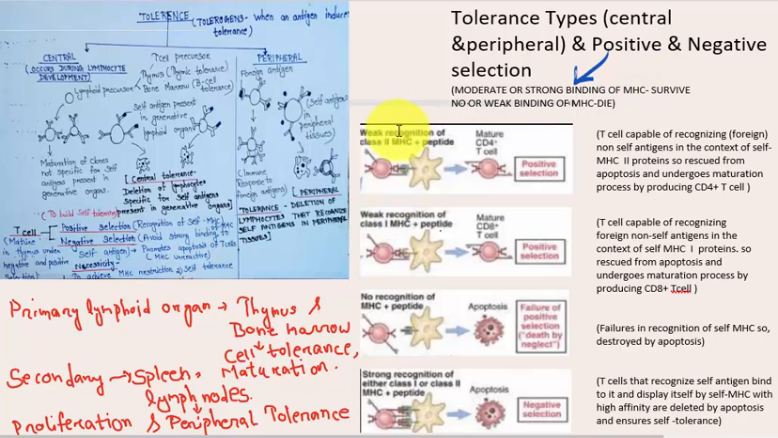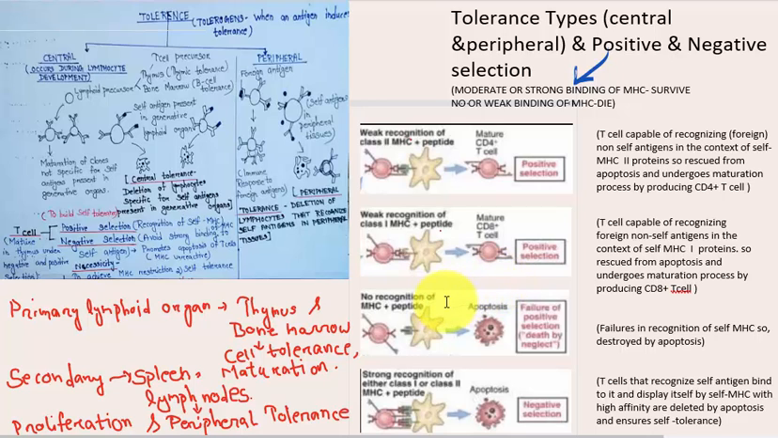So let's discuss in detail. This is the first case, where the T cell is capable of recognizing the foreign antigen and it expresses it by major histocompatibility complex protein and forms a weak recognition of class 2 MHC with the peptide. So it results in the maturation process and leads to the formation of mature CD4 plus T cells, rescued from the process of apoptosis. In the second case, there is also a weak interaction, or you can say binding, between the class 1 MHC and the peptide, or you can say antigen. So it also undergoes maturation and forms the mature CD8 plus T cell, and it is rescued from apoptosis and undergoes positive selection.